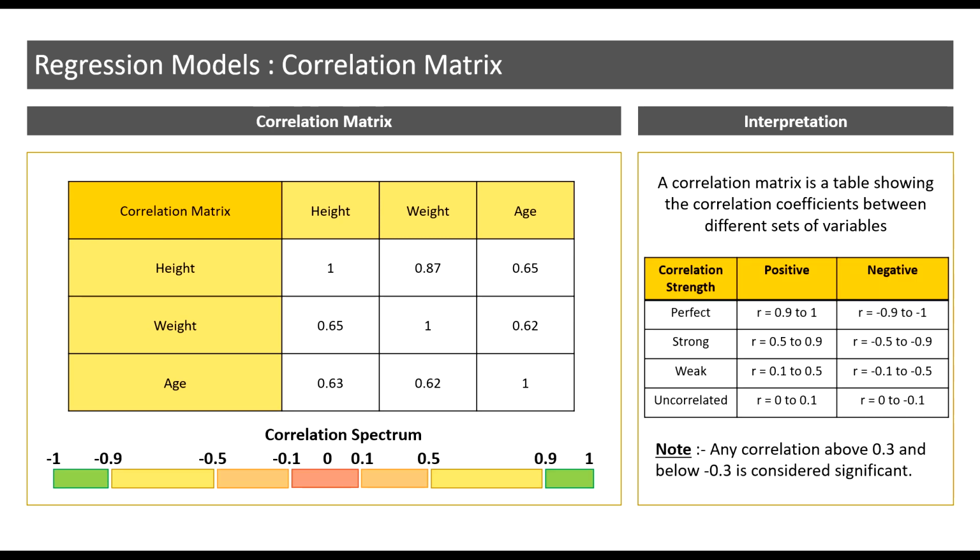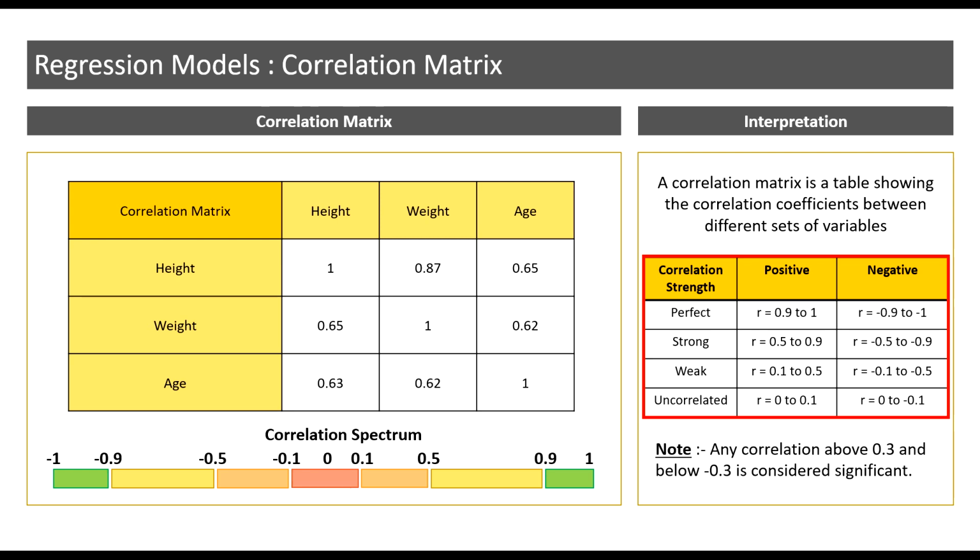As I mentioned previously, and as you can see on the correlation spectrum here, the correlation coefficient is measured on a scale of -1 to 1. Now let us try and interpret the table on the right, highlighted in red. We say that two variables are perfectly correlated when the correlation coefficient is between 0.9 to 1 or -0.9 to -1. It is the area highlighted in green in the correlation spectrum.